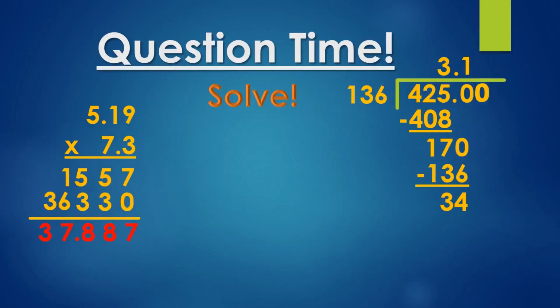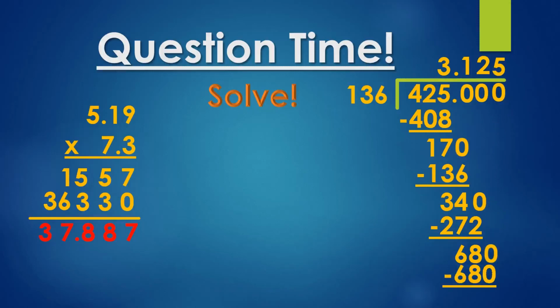Now we can add another 0 and drop it down. So we have 340. 136 goes into 340 twice, which gives us 272. So we subtract again and get 68. But we still have a remainder, so we'll add another 0 and drop it down. Now we have 680. That goes in 5 times, which is exactly 680. So now we have our 0, so we know we're done.